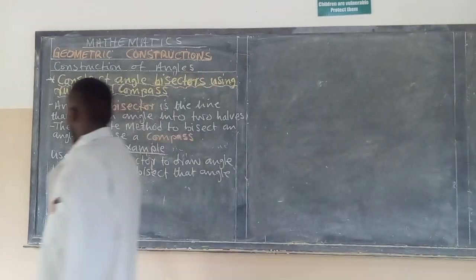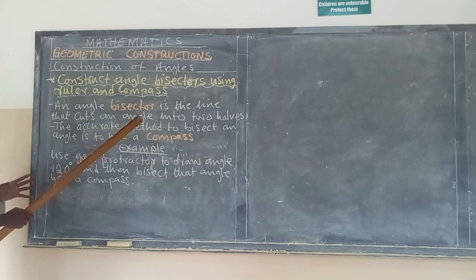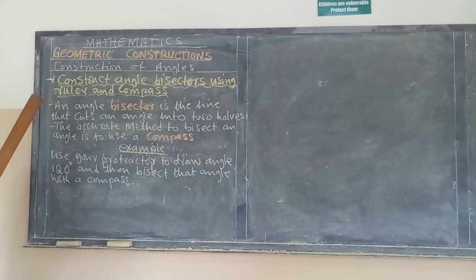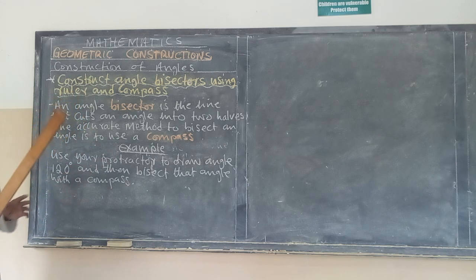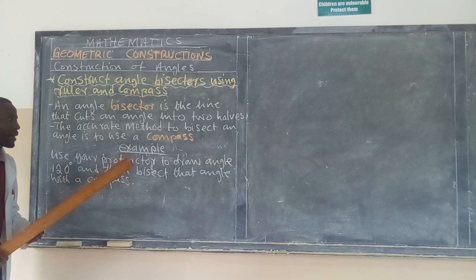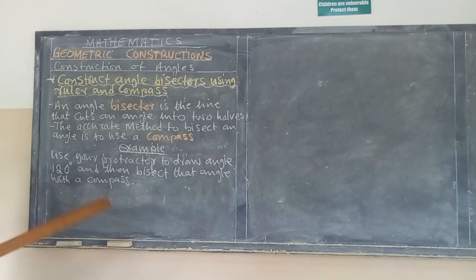Now, what is a bisector? An angle bisector is the line that cuts an angle into two halves. When we talk of two halves, these halves are going to be equal, meaning that this side and this side will be equal. That is an angle bisector. It helps us to cut an angle into two equal parts.